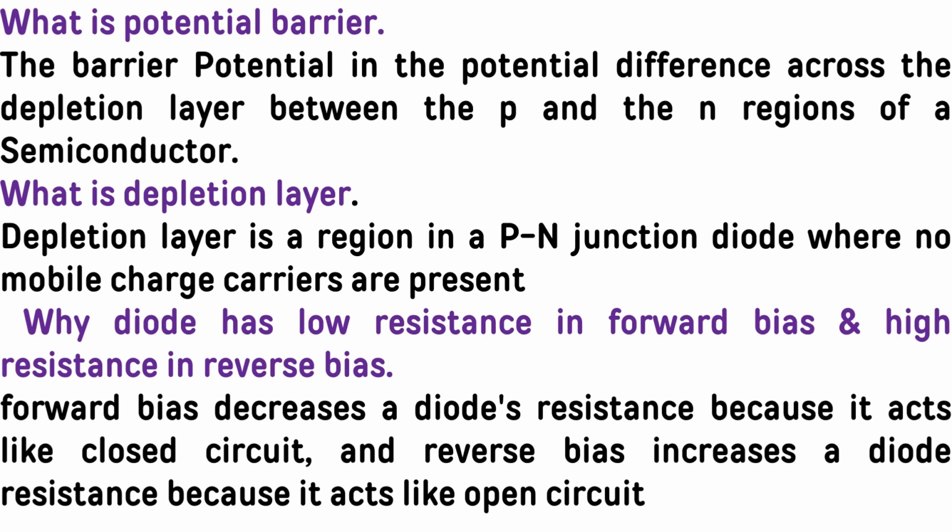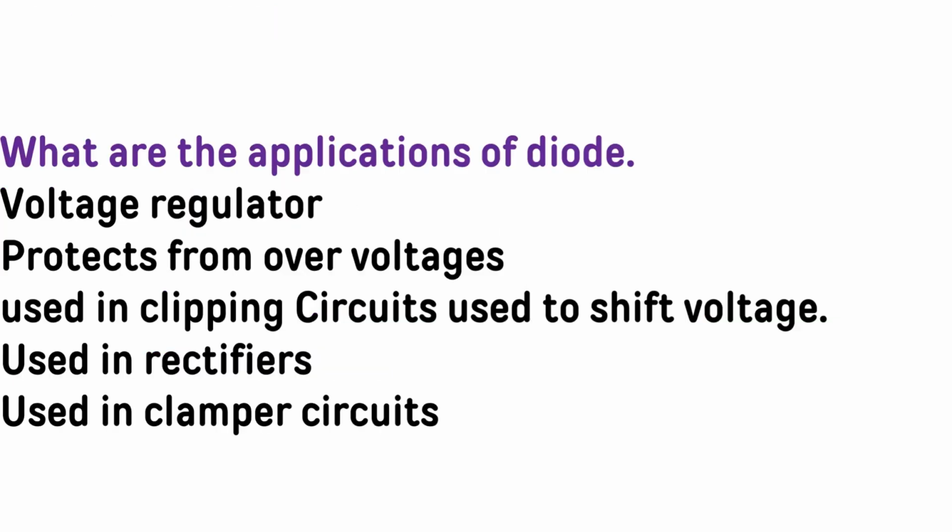Why does a diode have low resistance in forward bias and high resistance in reverse bias? Forward bias decreases a diode's resistance because it acts like a closed circuit, and reverse bias increases a diode's resistance because it acts like an open circuit. What are the applications of diode? Voltage regulator, protects from over voltages, used in clipping circuits to shift voltage, used in rectifiers, used in clamper circuits.